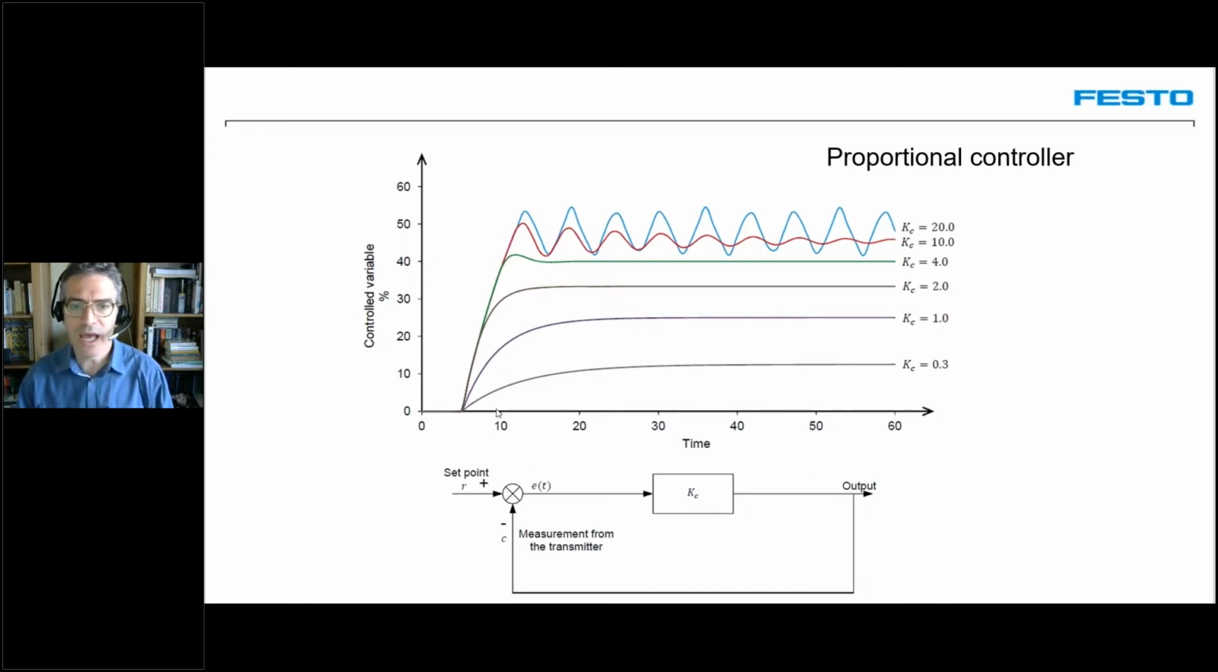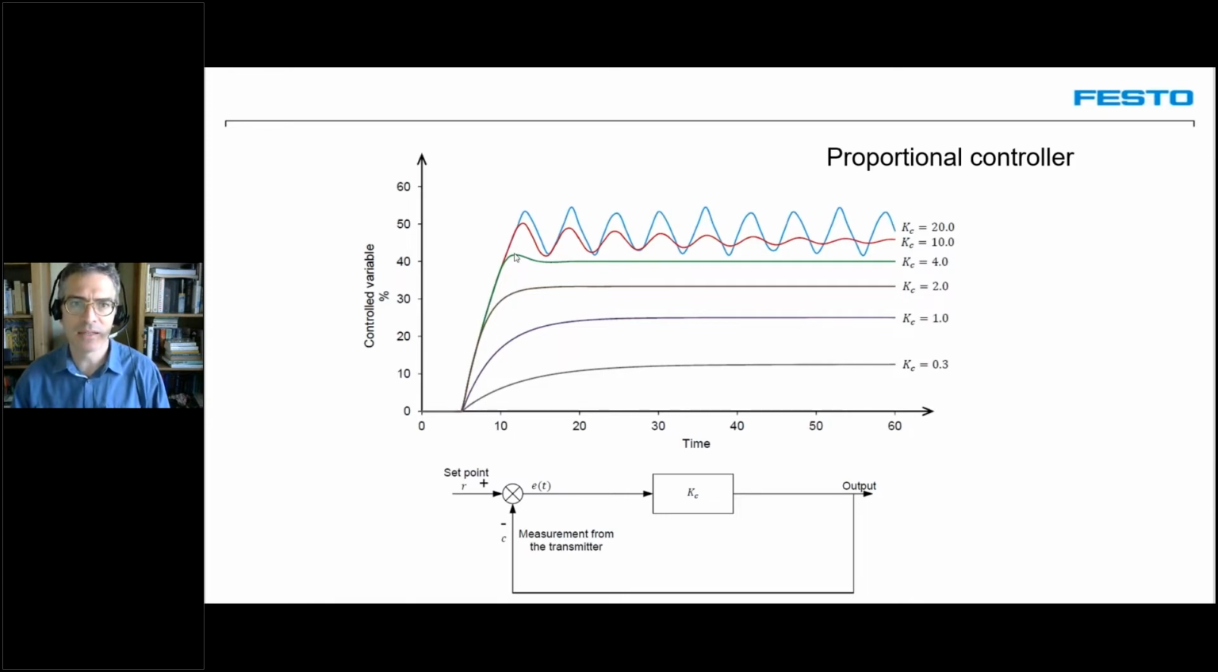As you can see, as the gain increases... here we have different gains for the same situation. We have just increased the gain between all these curves. That's the only difference. With a gain of 0.3, we are down here. Then gains of 1, 2, 4, 10, and 20. As the gain increases, the response of the controller, because this is the controlled variable here, will be much steeper, much more rapid.